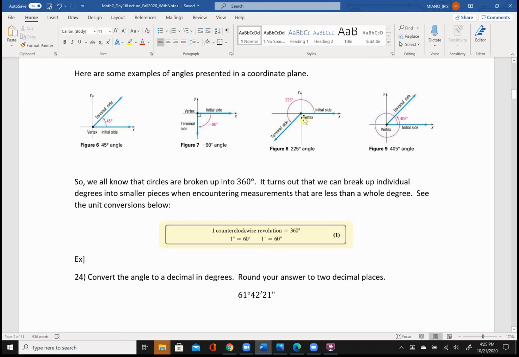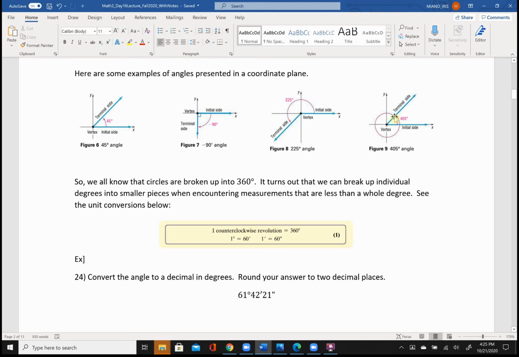Also, you could have a swing going up beyond 180 degrees, in which case it would be lying either in quadrant 3 or 4. Here, this terminal side happens to be in quadrant 3, and it's representing a 225 degree angle. And then also you could, believe it or not, have an angle swing that's more than 360 degrees. And whenever that happens, it's going to be a full revolution plus some.